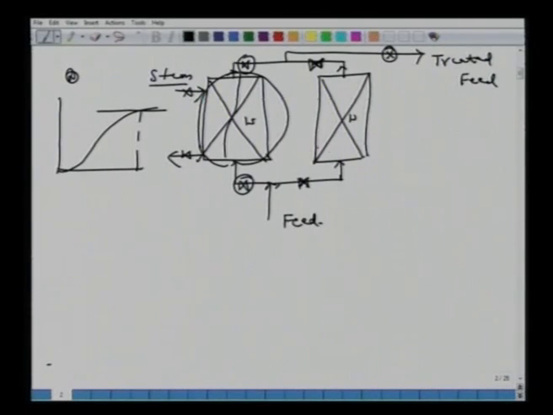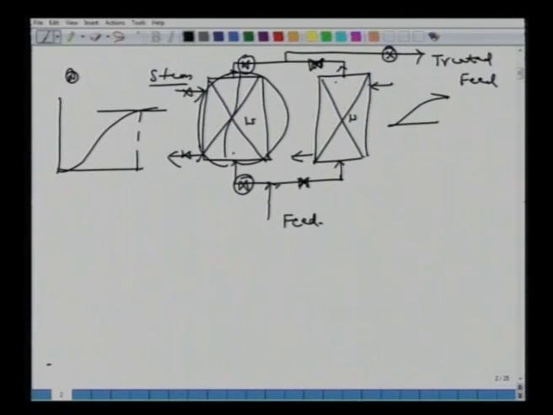And after some time, when this bed has reached a saturation level, you will close this, and the feed will come to this one. Now we will start regenerating this bed. So this is the way the process is made continuous.